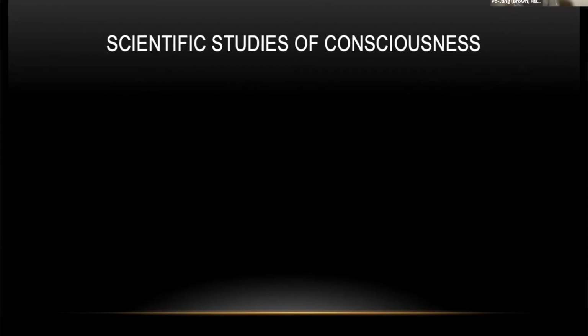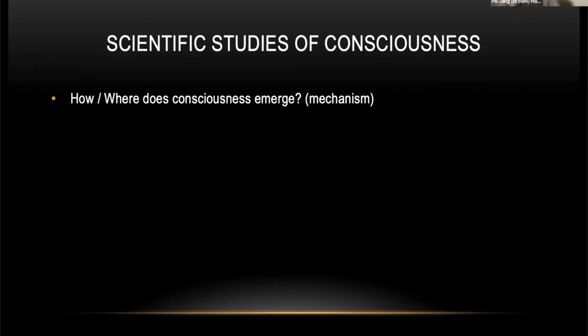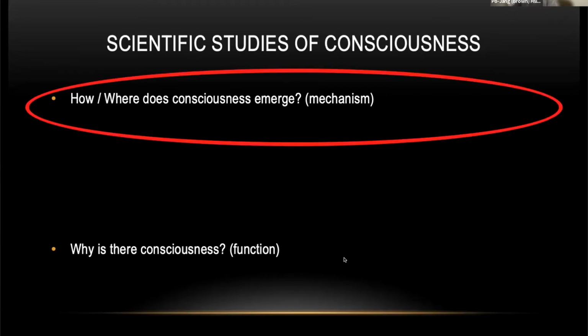The scientific studies of consciousness can be roughly categorized into two directions according to the question we ask. The first direction is about how or where consciousness emerges in the brain. In other words, it's about the mechanism of consciousness. The second big direction is about why there is consciousness. In other words, it's about the functions of consciousness. In today's talk, I'm going to tell you what we have done in my lab with regard to these two different questions.